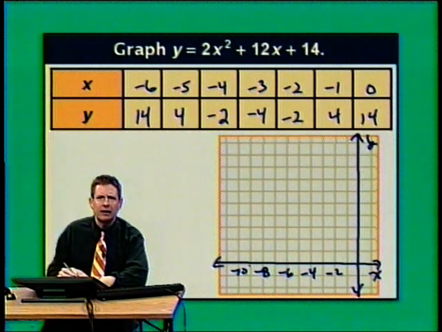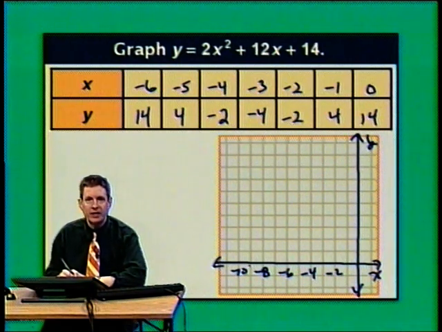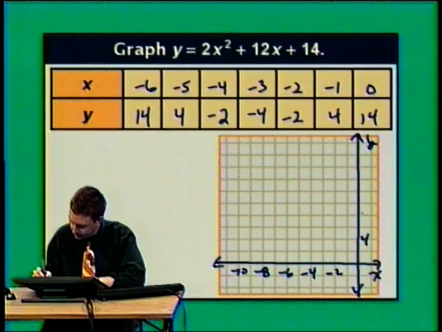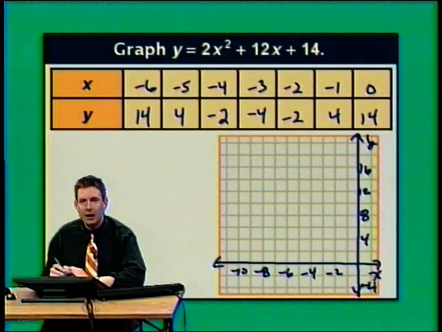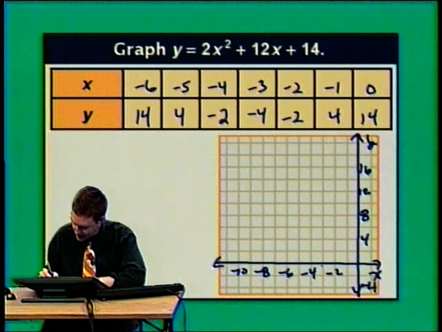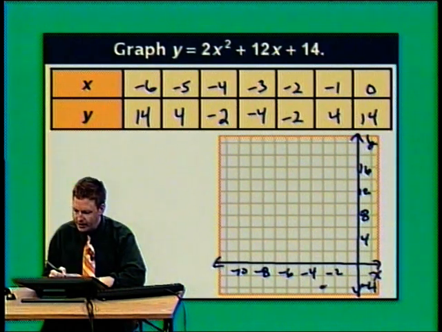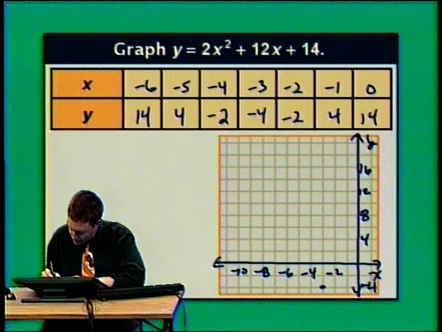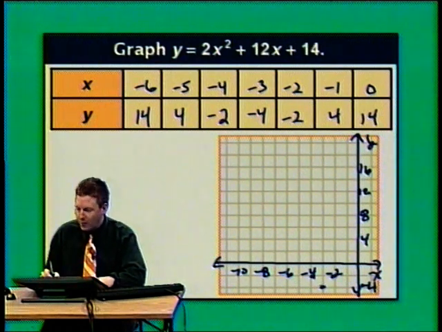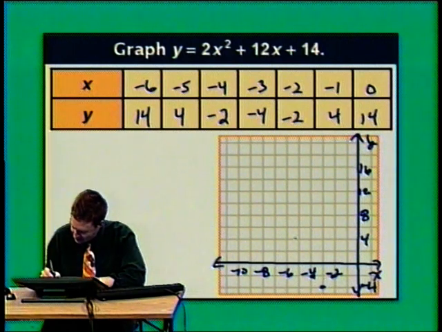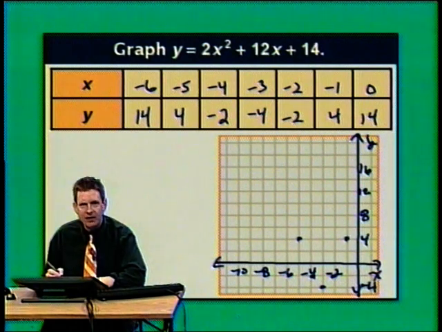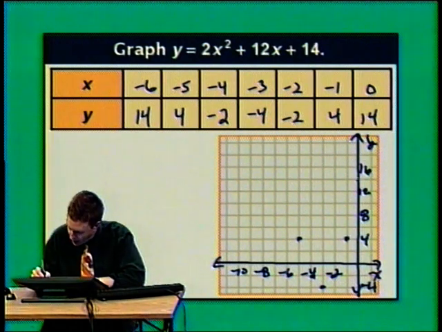But if I want to get clear up to y equals 14, I think I better use a scale of 2 on my y-axis. Let's plot my points. My vertex is (-3, -4). When x is either -4 or -2, the value of y is -2. When the value of x is either -5 or -1, the value of y is 4. When the value of x is 0 or -6, the value of y is 14.